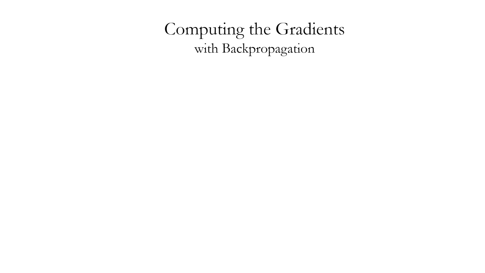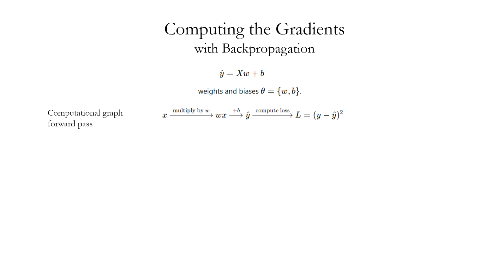So computing the gradients with backpropagation, we saw this earlier. We've got y hat equals xw plus b. The weights and biases, theta is equal to w, b. That's the parameter space that we're interested in. I'm going to use a computational graph with the forward pass so we can see that we're trying to get to the loss basically. Y hat is a function of x and theta, theta being w and b. And the loss is y hat and y, the difference.